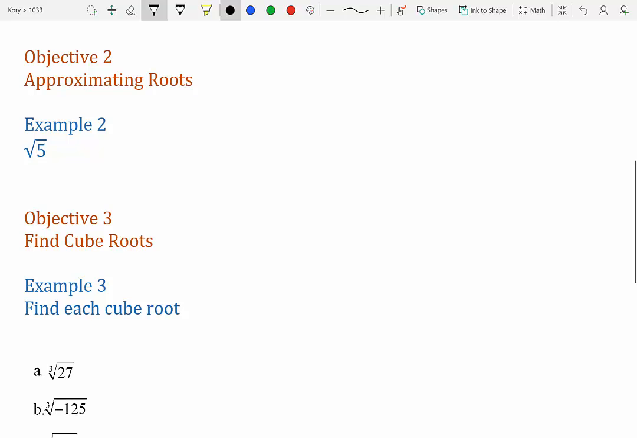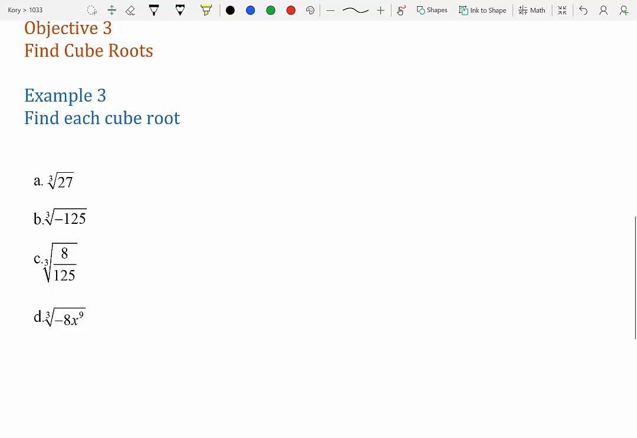Alright, approximating square roots. If it says to approximate, then that means to use your calculator. So put that into your calculator, and it comes out to approximately 2.234. Square roots are always exact. Decimal is always approximate. So if you see exact, that means leave it as a square root. If you see approximate, that means make it in a decimal.